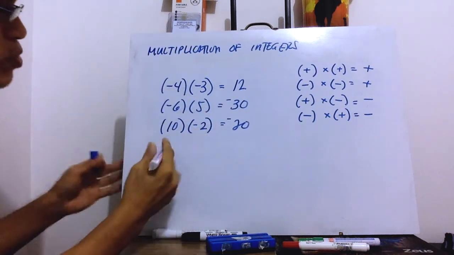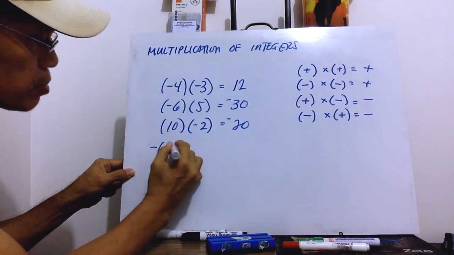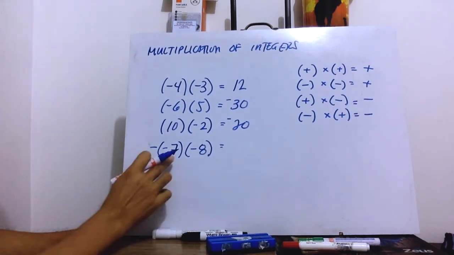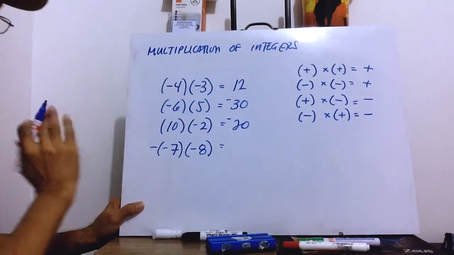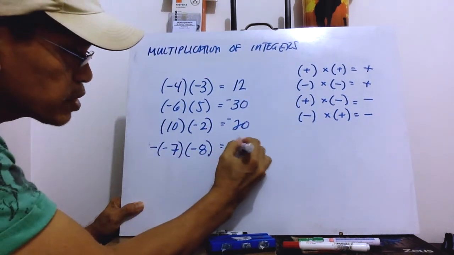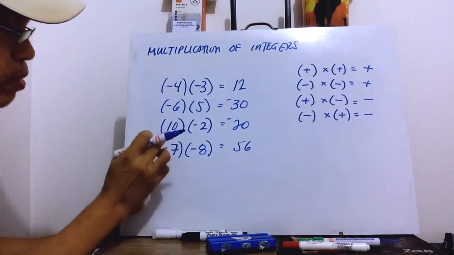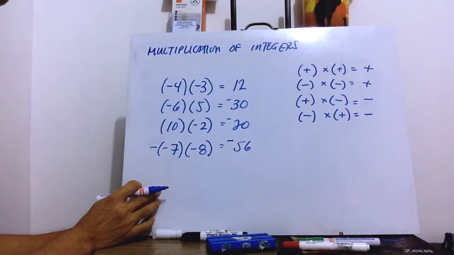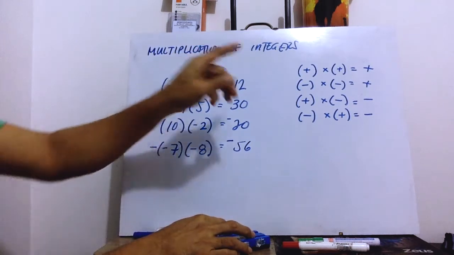I don't want to give positive integers so easy. What if the problem is this? There. 7 times 8. Okay, here's the deal. Forget first the signs. Multiply first the numbers. Okay, so 7 times 8 is 56. And then work on the signs. Negative times negative, that's positive. Positive times negative, that's negative. See that?